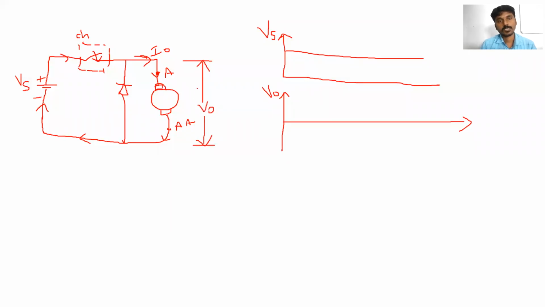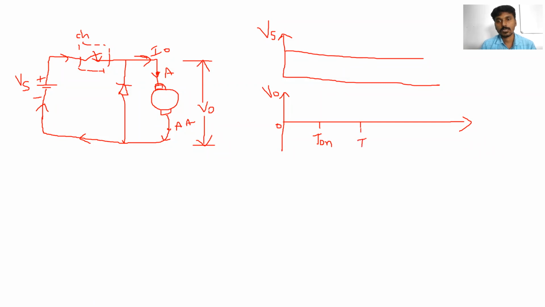Only when current flows will the voltage be present. So this voltage waveform can be drawn like this. The wave shape of this output voltage is the same as the supply voltage. For example, this is the 0. Up to this point the switch is on. From this point to this point the switch is off.